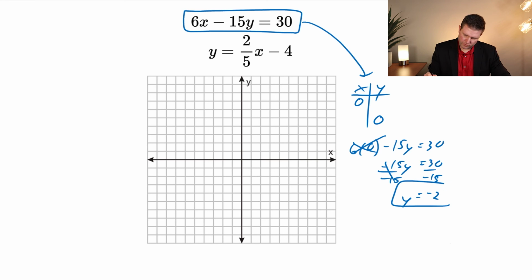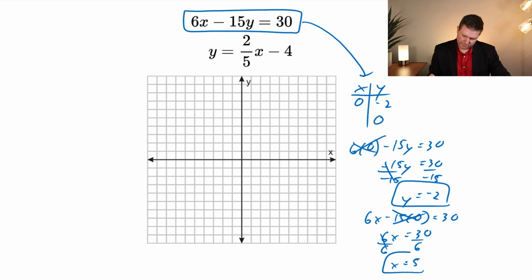Y is negative 2, so that goes here. And now plugging in 0 for y, 6x minus 15 times 0 equals 30. So this is gone. 6x equals 30. Divide both sides by 6. X is 5. So let me put this in here. There we go. Y is negative 2, and then x is 5. 1, 2, 3, 4, 5. Draw your line.